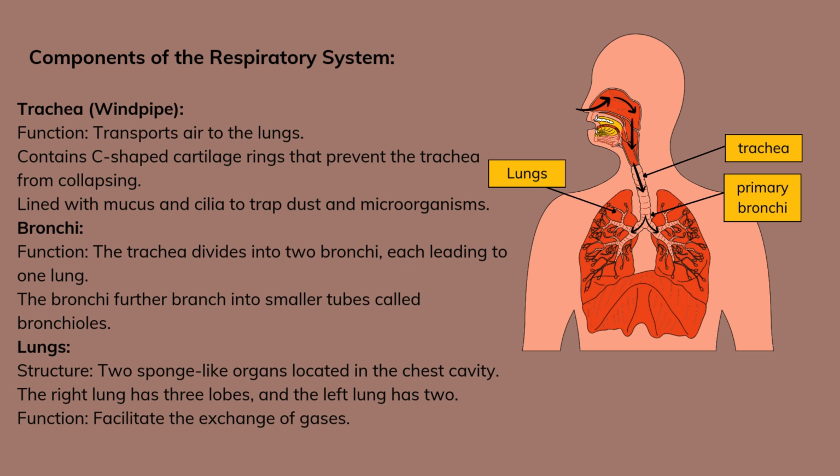Bronchi. Function: the trachea divides into 2 bronchi, each leading to 1 lung. The bronchi further branch into smaller tubes called bronchioles. Lungs. Structure: 2 sponge-like organs located in the chest cavity. The right lung has 3 lobes, and the left lung has 2. Function: facilitate the exchange of gases.